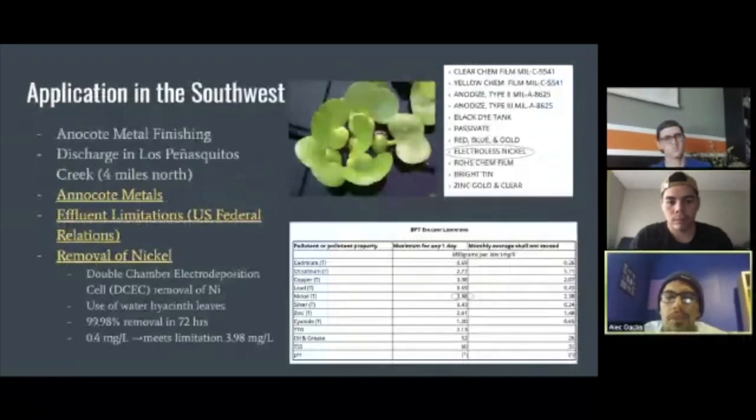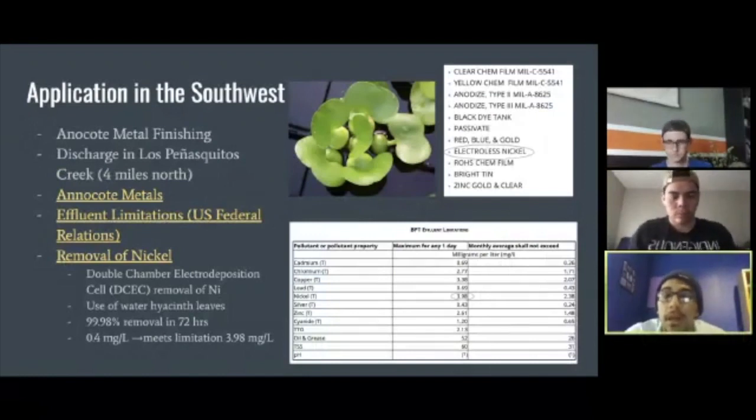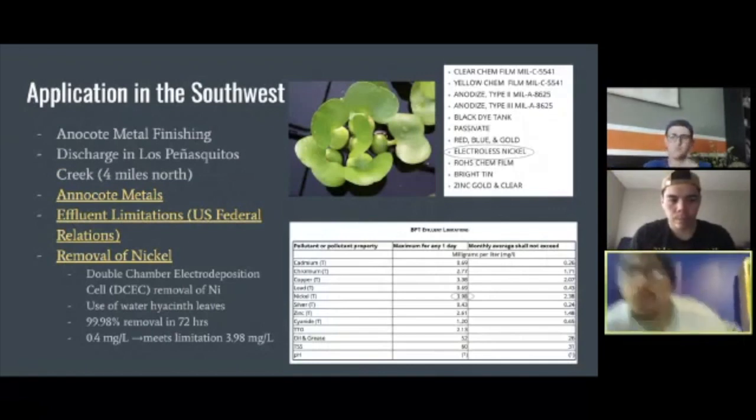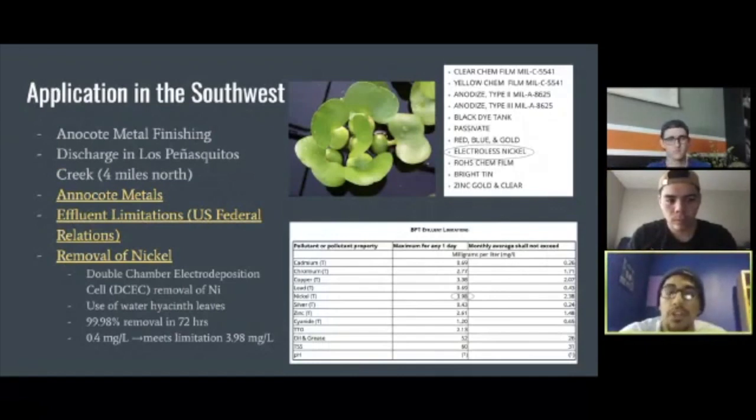An application that we found for treating industrial wastewater in the Southwest was for a company called Anacoat Metal Finishing. They did processes very similar to Extol, but they used different coatings for their metal. Our goal was to discharge this treated wastewater into a local creek, which is only 4 miles north of the location, Los Penasquitos Creek.